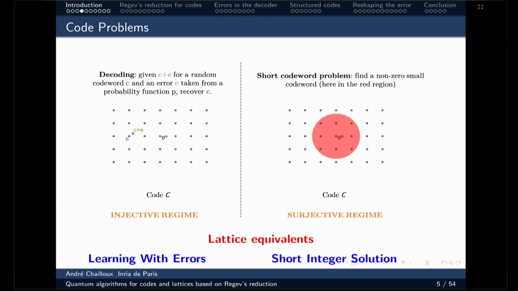In this talk, I'm going to focus on code-based and lattice-based problems, but they're actually very close cousins. So at a very high level for now, what are the code problems that I'm going to talk about?